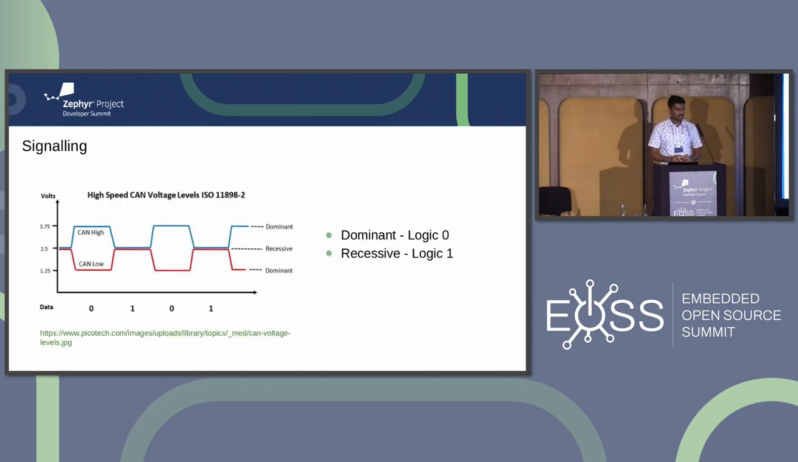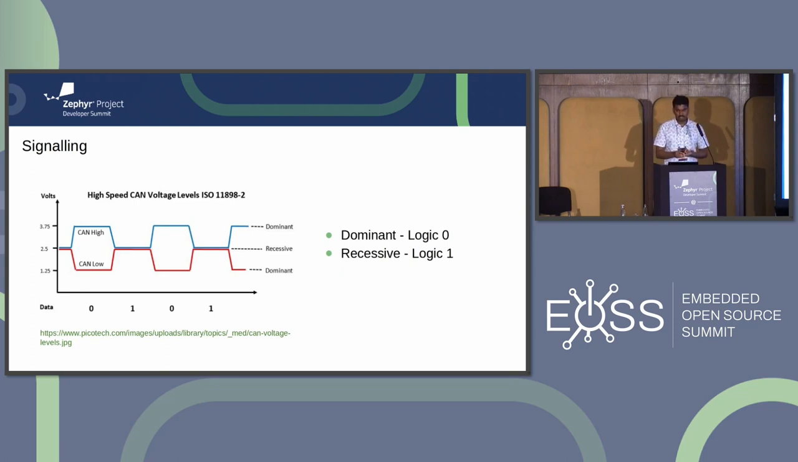This is how the signaling looks like. Basically, it consists of two signals, CAN high and CAN low. Here we have a high speed CAN voltage level. Based on the specification, this voltage level gets varied. It transmits a differential signal through CAN high and CAN low.